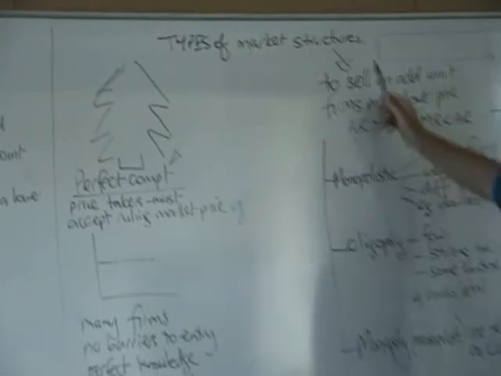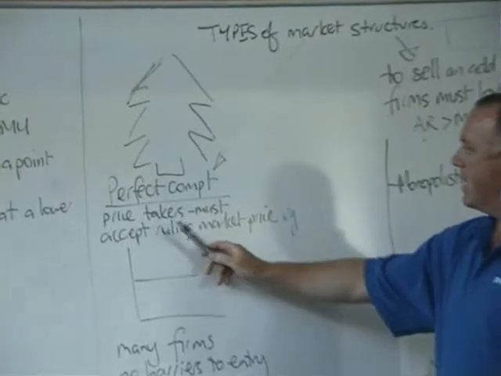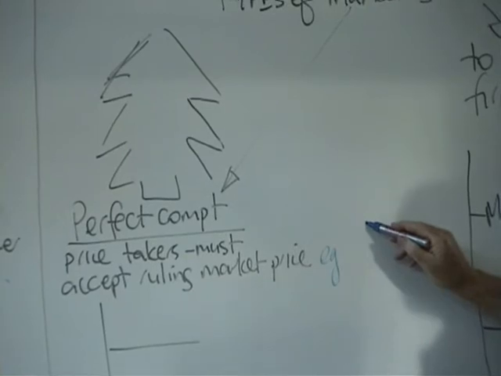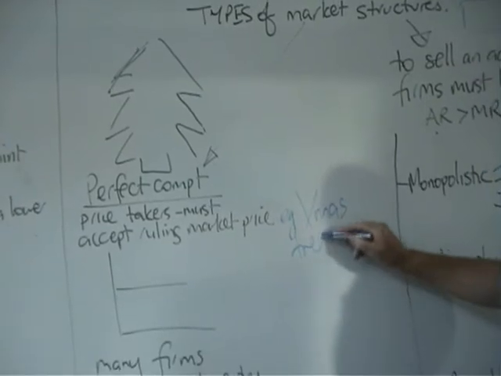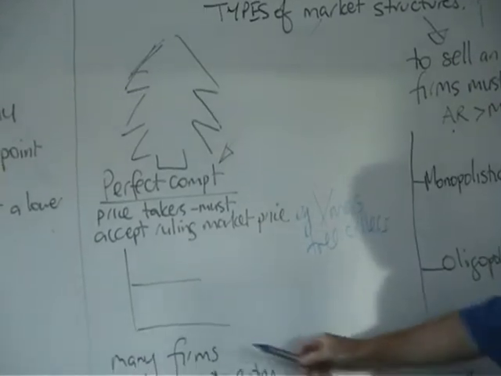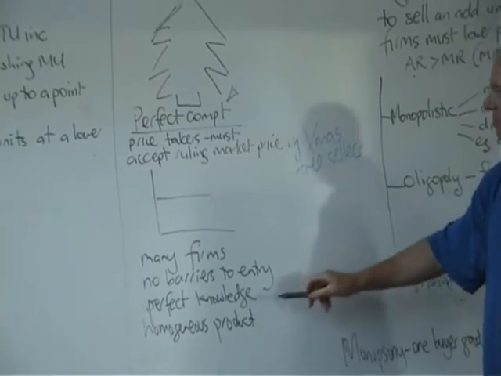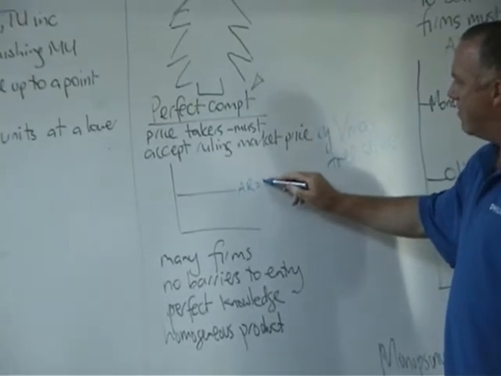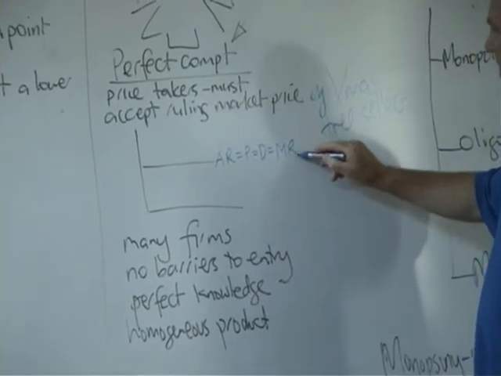Over here, types of market structures. This one here is called perfect competitors. They are price takers and must accept the ruling market price. The example we use are Christmas tree sellers. See them all around Christmas time selling Christmas trees. Features are many firms, no barriers to entry, perfect knowledge, and they sell a homogeneous or identical product. Labelling their revenue curves, we see that AR equals P equals D equals MR.